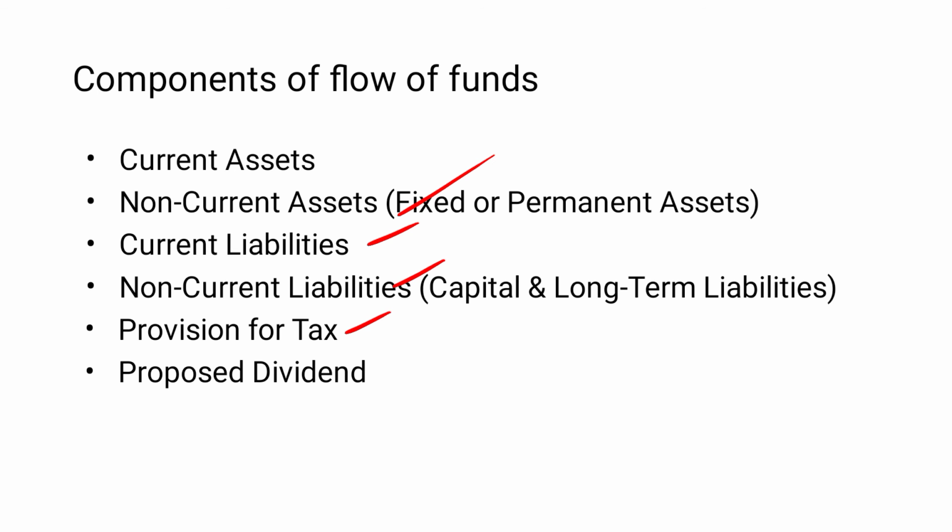Next, proposed dividend. Like provision for tax, it is also treated as a current liability, and as a non-current liability when the dividend may be considered as being declared, and thus it will not be used for adjusting the net profit made during the year. If it is treated as an appropriation, that is a non-current liability, when the dividend is paid during the year.